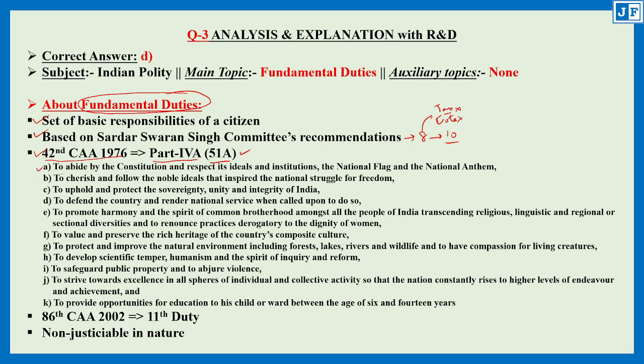are: number A, to abide by the Constitution and to respect its ideals and institutions, the national flag and national anthem. We need to remember these keywords. B, to cherish and follow the noble ideals that inspired the national struggle for freedom. Number C, to uphold and protect the sovereignty, unity and integrity of India. This was a question earlier also. D, to defend the country and render national service when called upon to do so. The keyword here is national service.